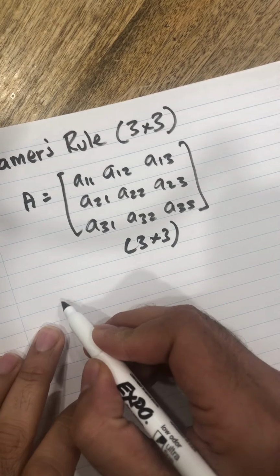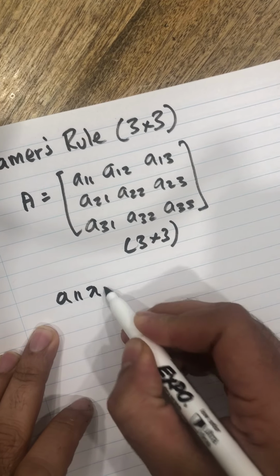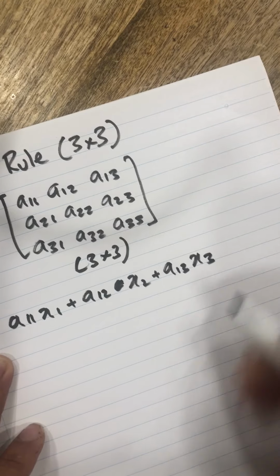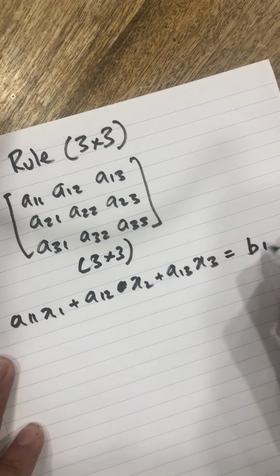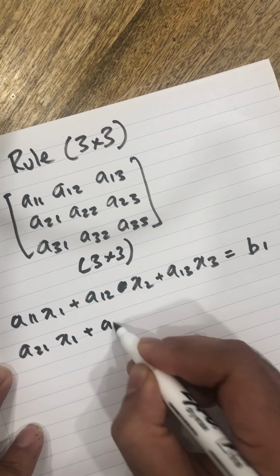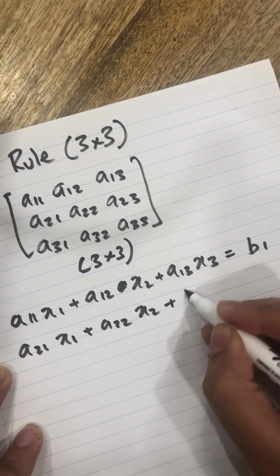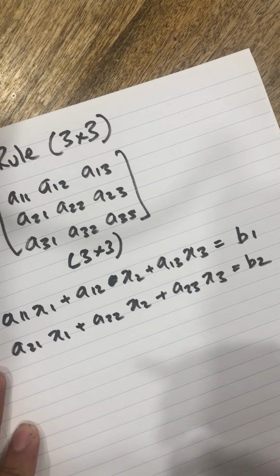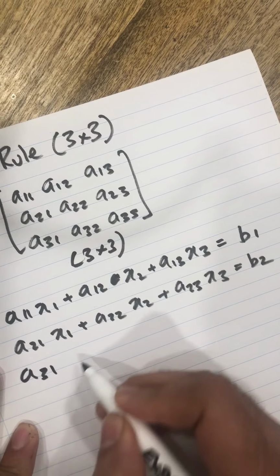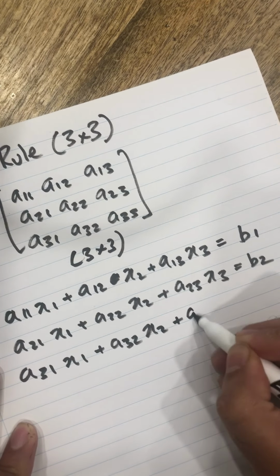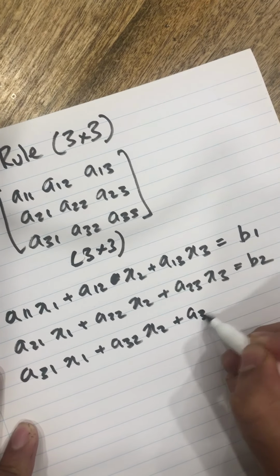So we're looking at this system, which is a11x1 plus a12x2 plus a13x3, let's say this is equal to b1. Then a21x1 plus a22x2 plus a23x3 is equal to b2. And then a31x1 plus a32x2 plus a33x3 equals b3.